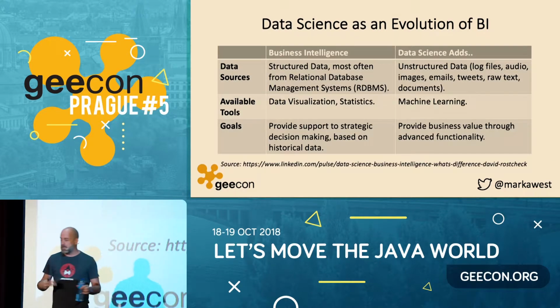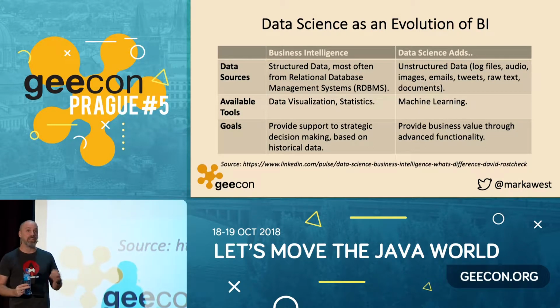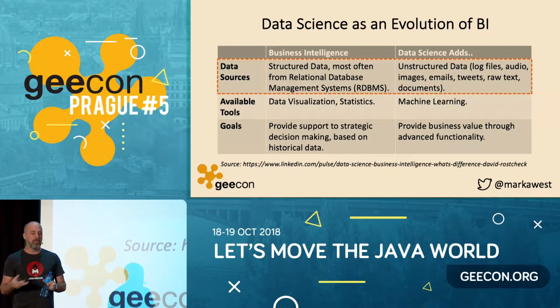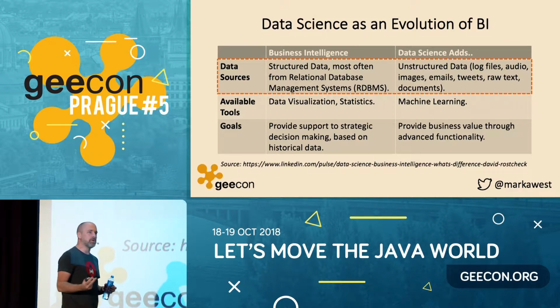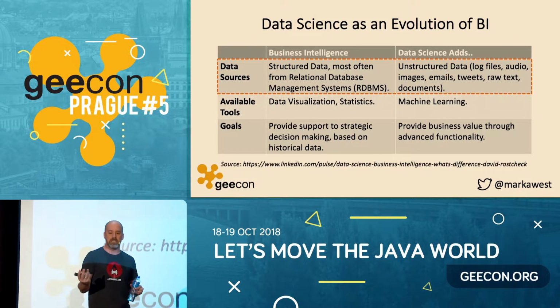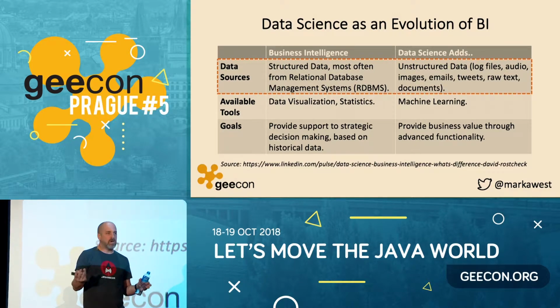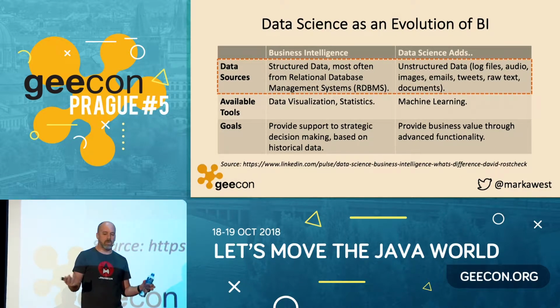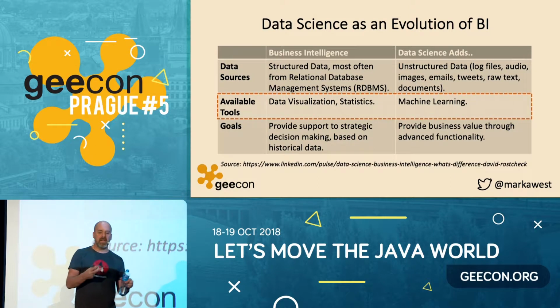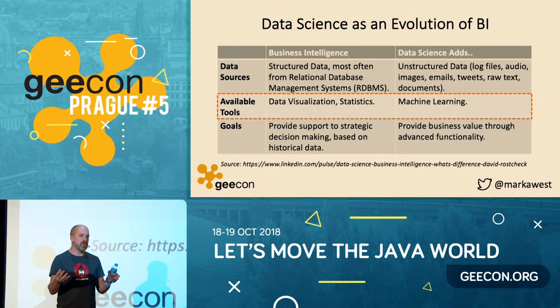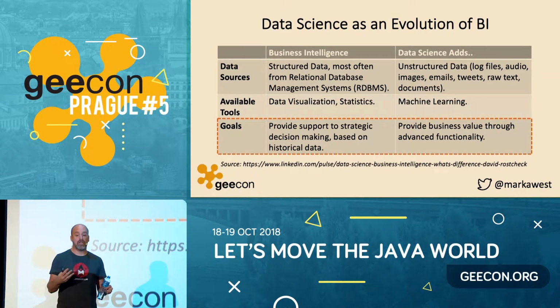So data science brings some extra things to the table that BI doesn't have. Traditional BI is very focused on data warehouses, relational databases. So you have structured data. Whereas data science allows you to work more with unstructured data, pictures, audio files, unstructured text, that kind of thing. The tools available in business intelligence are generally data visualization and statistics, but when you work with data science, you get access to machine learning. And machine learning, in turn, gives you access to advanced functionalities.